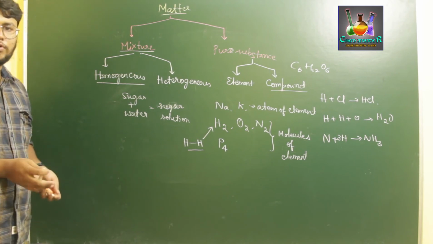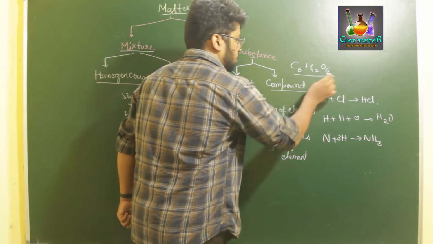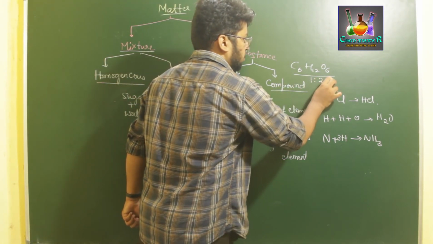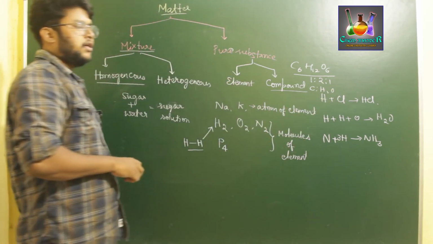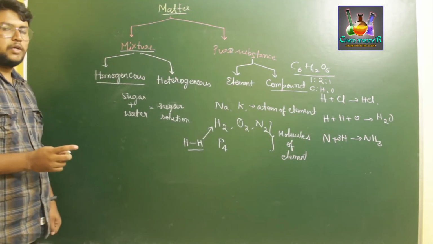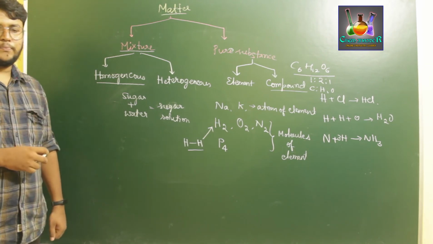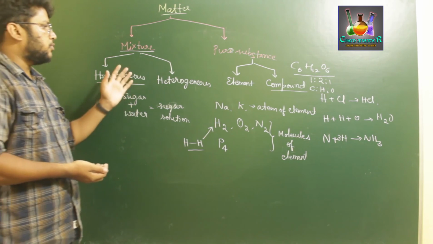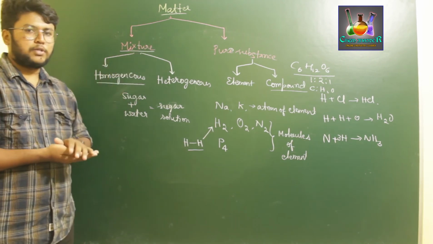They won't have any different composition. If you consider the composition of C6H12O6, we use the ratio 1:2:1 with respect to carbon, hydrogen and oxygen. So for every 1 atom of carbon and oxygen, we require 2 atoms of hydrogen in order to form a glucose molecule. So now this is about the classification of matter, that is mixtures and pure substances.